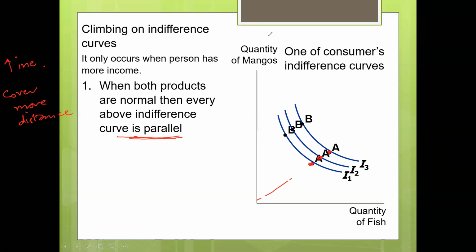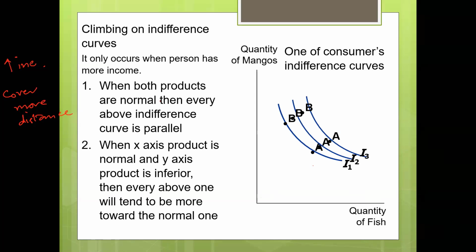Okay, so let me clear it up. What will happen if one of them is inferior? Suppose the Y product is inferior. When he is increasing his income, he is going away from B. You can see the more distance is here and less distance here. So when the Y product is inferior, the indifference curve will not be parallel. It will move away from point B, towards point A.